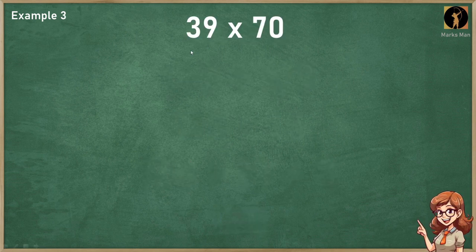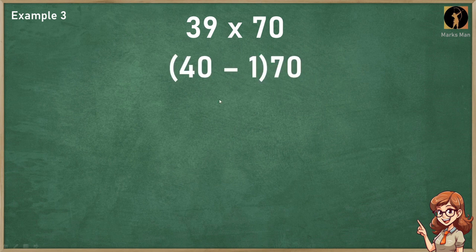Next example. So now, we have a 2-digit number multiplied to a 2-digit number with a 0 at the end. Here, we have different steps. So, you need to watch and listen to this video carefully. So, here's what you need to do. If you have a 2-digit number that has 9 at the end, you need to break it into 2 numbers. The first number is 1 greater than the original number. And then, you just need to subtract 1 because 39 is equal to 40 minus 1.